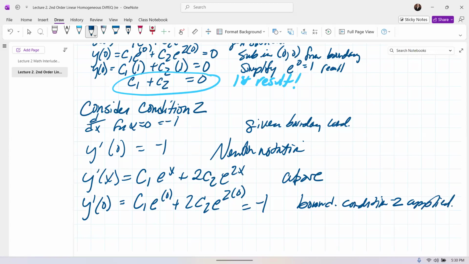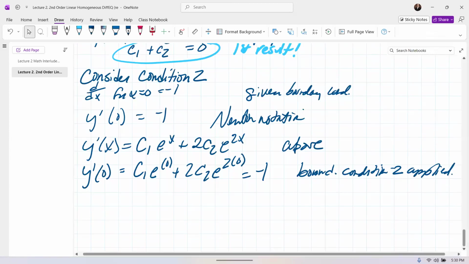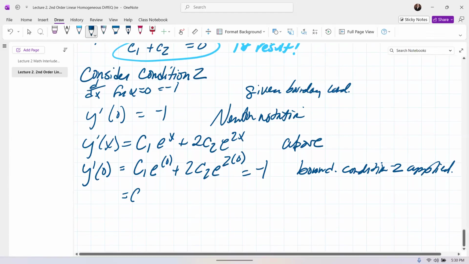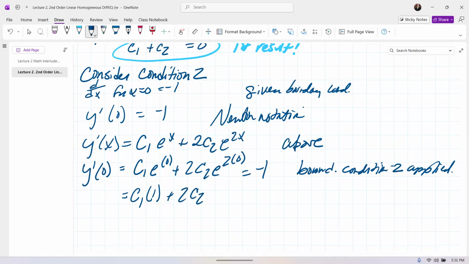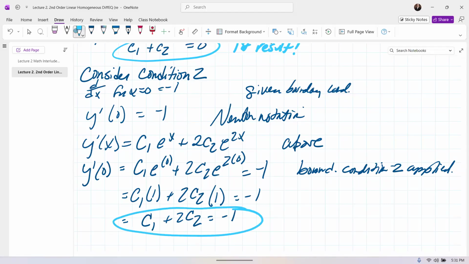There it is. Okay, now we have some simplification in order here. Equals C1, anything to the 0 power is 1, plus 2 C2 e to the 2 times 0, which is 0. E to the anything to the 0 power is 1. Oops, don't even need the e there. All we need is just a 1. This whole thing just turns into C1 plus 2 C2 equals -1. Voila. We have another answer. Our second result.